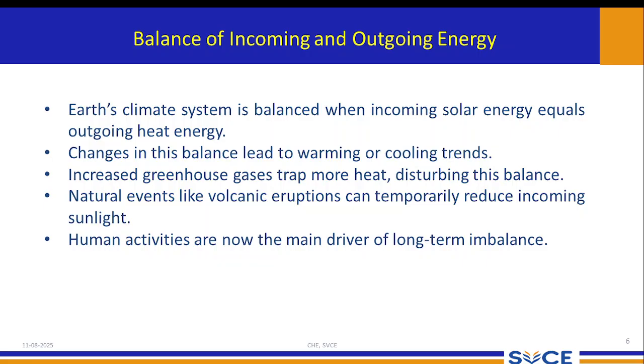Natural events like volcanic eruptions can temporarily reduce the incoming sunlight. A volcanic eruption forms a cloud, and then it reduces the heat radiation entering the earth's atmosphere. Human activities are now the main driver of the long-term imbalance. Underline the words human activities, which are the main culprit. So this should not happen.